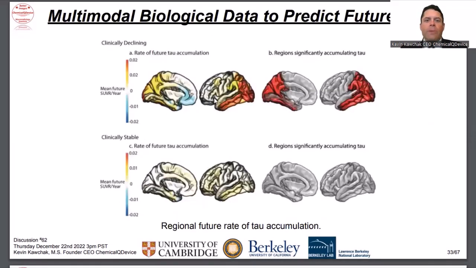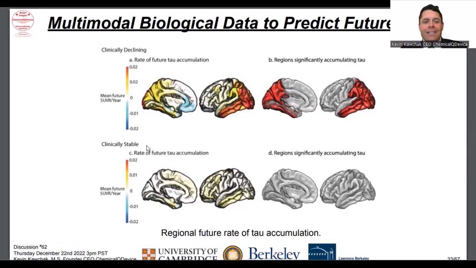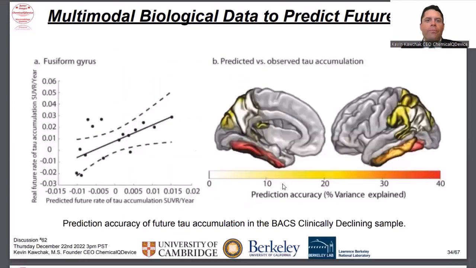So these images, basically red is bad. This top two images here, rate of future tau accumulation, is where it shows red, and those particular parts of the brain is that for these clinically declining people, that's what's likely going to happen, say, in a prediction model. And then the clinically stable, you can see the rate of future tau accumulation, these two images at the bottom, you don't see the red right there too.